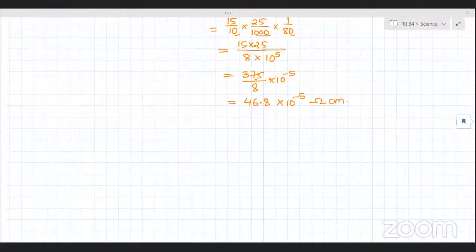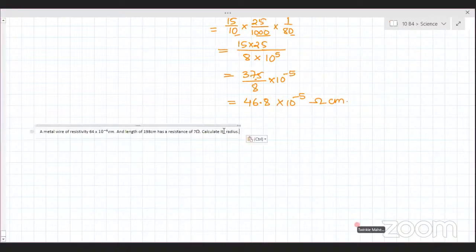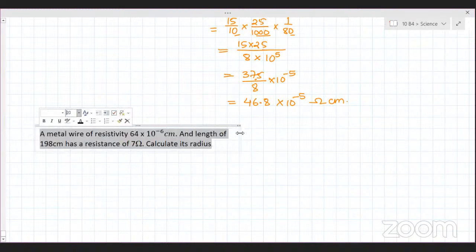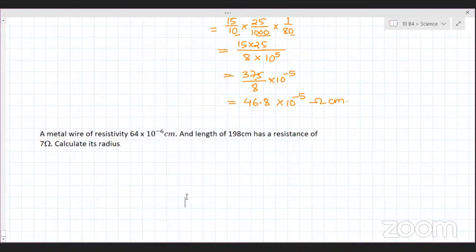29th question. Okay. Screen you are able to see, right?